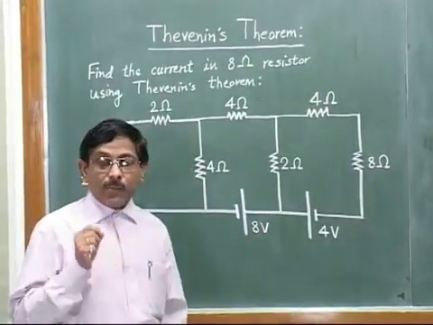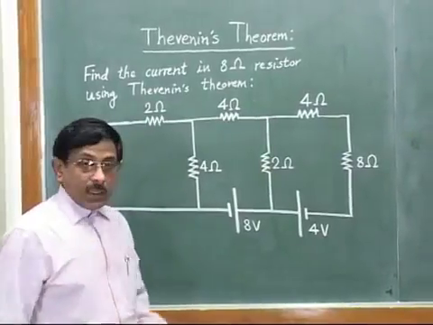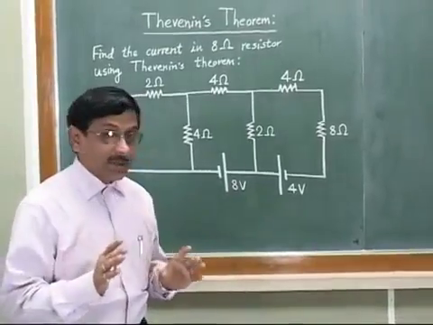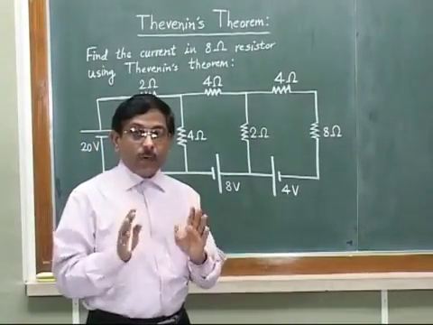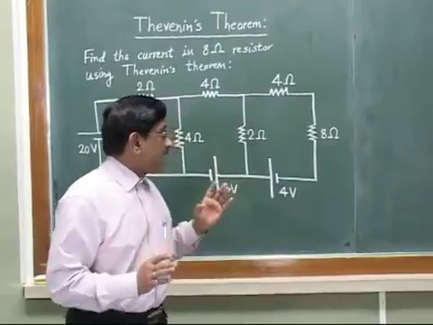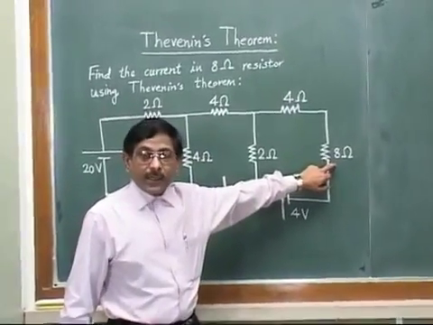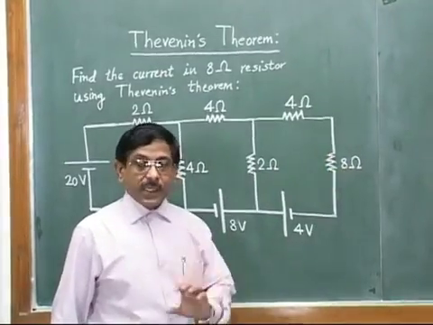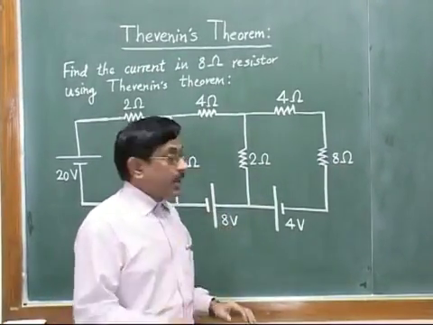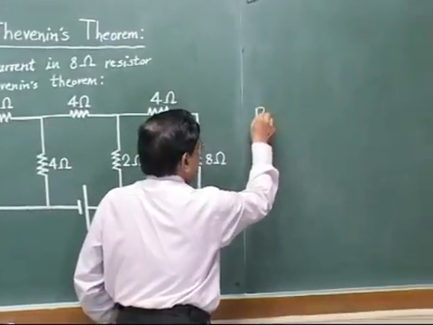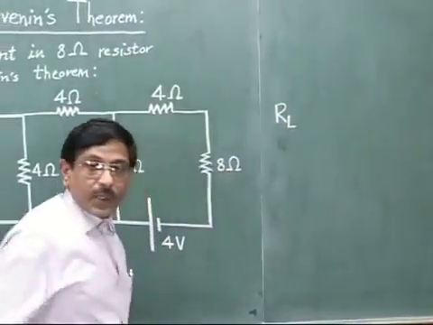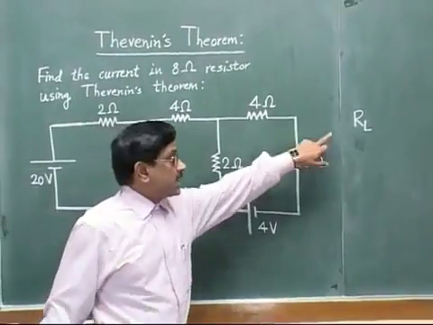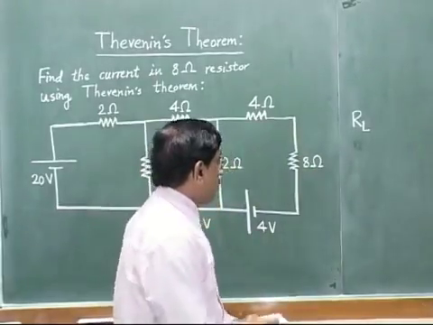Now step 1 in Thevenin's theorem: the resistor in which you want to find the current should be denoted. The resistance in which the current is to be calculated is our load resistor. Normally the load resistor is shown as R with suffix L. So in our case this 8 ohm will be denoted henceforth as the load resistor RL.